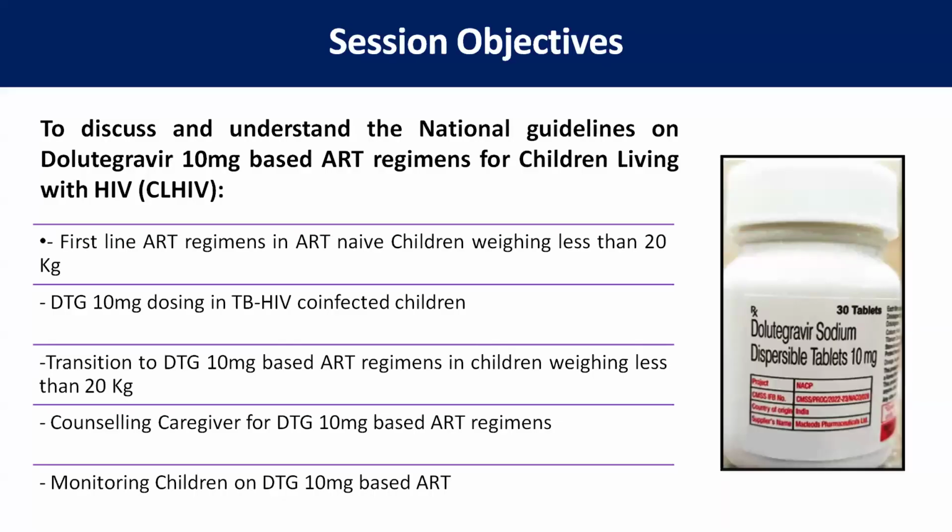So to discuss and understand the national guidelines on dolutegravir 10 milligram based ART regimen for children living with HIV. First line regimen for ART naive children weighing less than 20 kg, what will be the regimen? DTG dosing in case of TB-HIV co-infection.